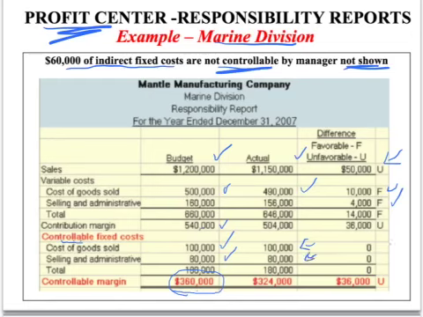So you see, he's evaluated by profit, but it's not strictly profit in its normal sense. It's called controllable margin. We don't include those fixed costs for which the manager has no control.